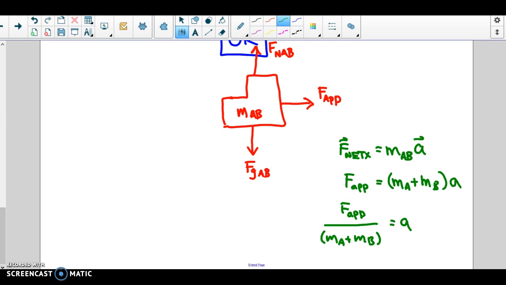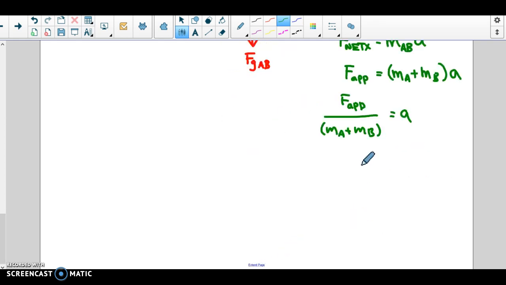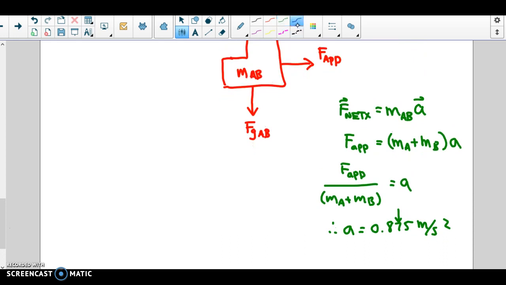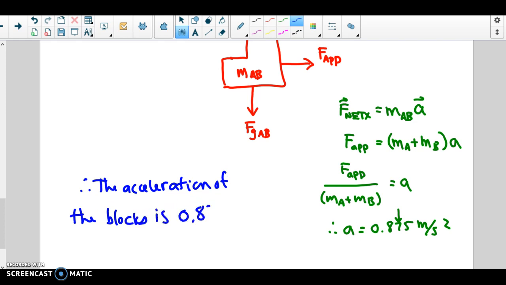So that's exactly the same equation we came up with last time, except we had to draw 2 free body diagrams to do it. So in the end, I get exactly the same answer, 0.875 meters per second squared, 2 significant figures, except my solution is much shorter. Therefore, the acceleration of the blocks is 0.88 meters per second squared. I guess I shouldn't say forward. I'll say right.